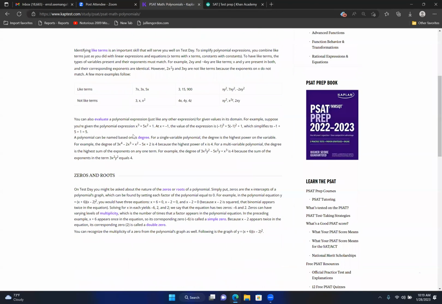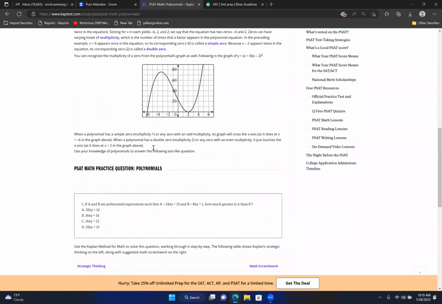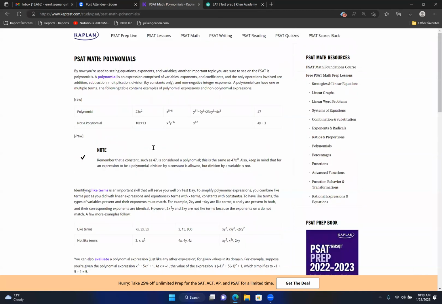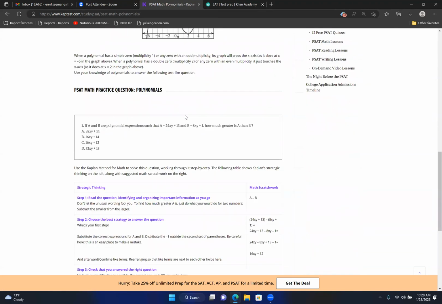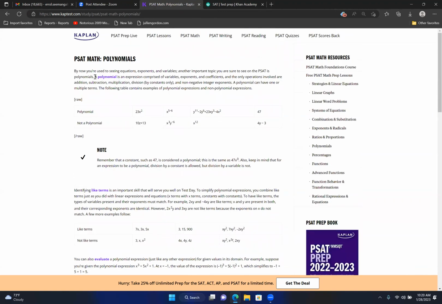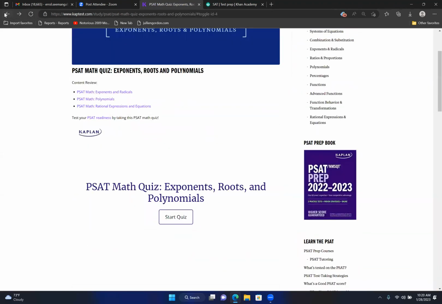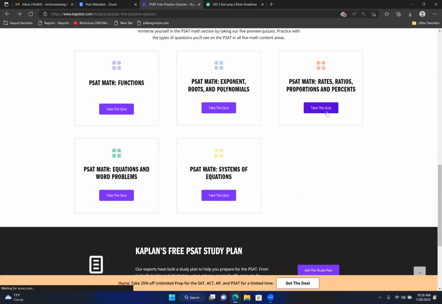Polynomials. What does polynomial mean? What does this word mean right here? Polynomial. Do you give us a quiz here or no? No quiz? There's no quiz on that one. All right, let's go back. Maybe let's try this one.